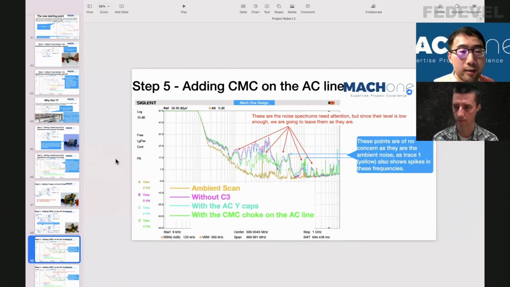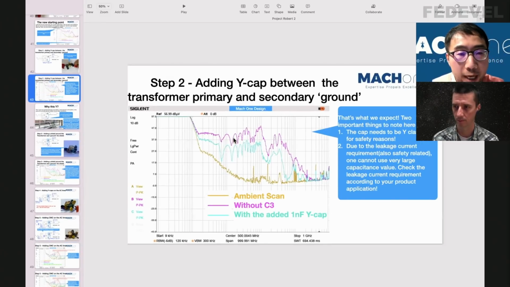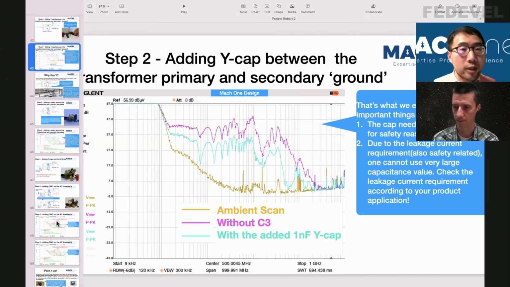Because we started at 47 or 57, let's go here. Yeah, so we started at 47. So now we're almost at 17. So altogether, through the steps, we bring down 30 dB across a very wide frequency range. Each step basically brings down 10 dB, and that's what we hoped. As we discussed early on, I said each step we bring down 10 dB, then hopefully with 3 or 4 steps we bring down 30 dB.